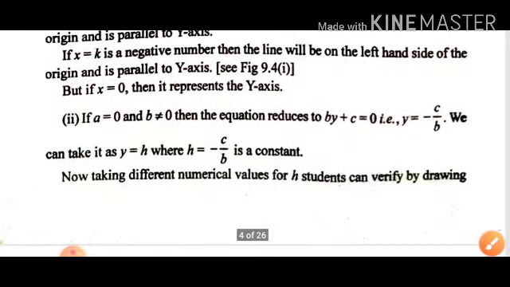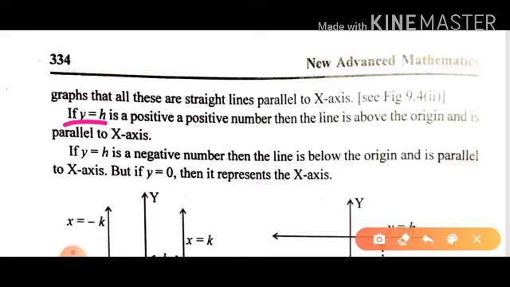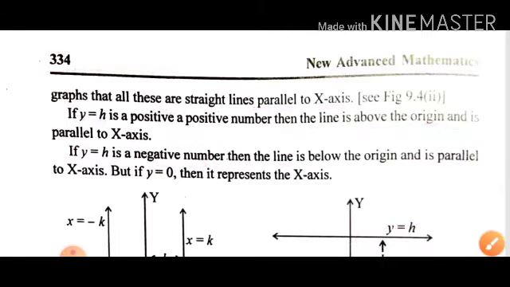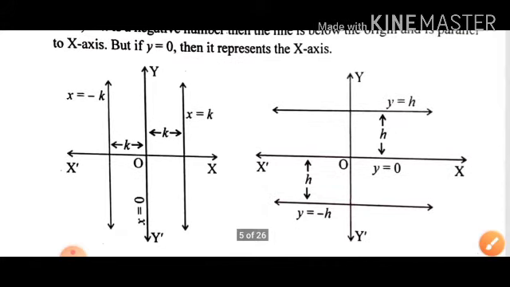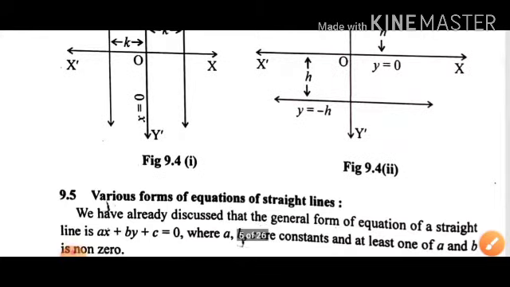In the same way, y = h is parallel to the x-axis. When h is positive, it will be above the origin, and when h is negative, it is below the origin. So these are the equations of lines parallel to the x-axis and y-axis, that means both the axes.